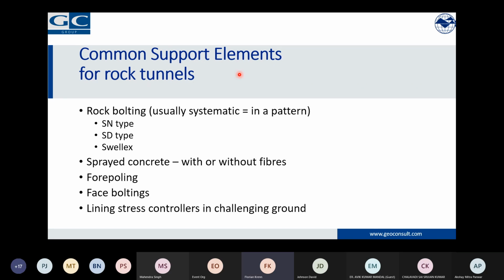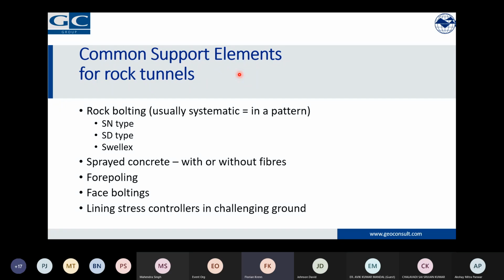And the different types of rock bolts, you may know them. We have the SN type, which is fully grouted, the SD type, which is fully grouted, and the Swellex, which is working basically on friction and is very popular for stabilizing single blocks and is used mainly when we have hard rock and good rock mass. Then we have the sprayed concrete with or without fibers as one support element. And then in advance, we have forepoling as an advance support.